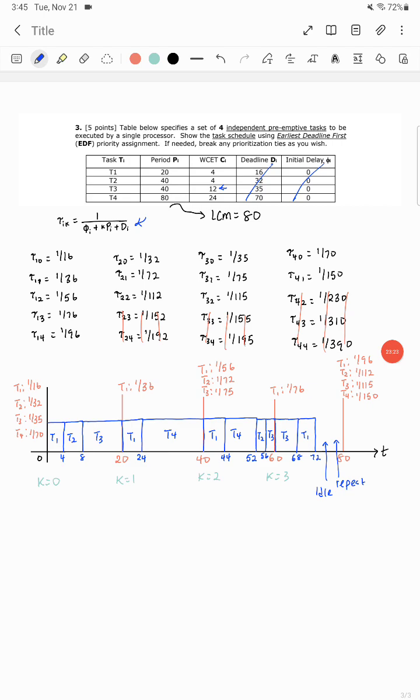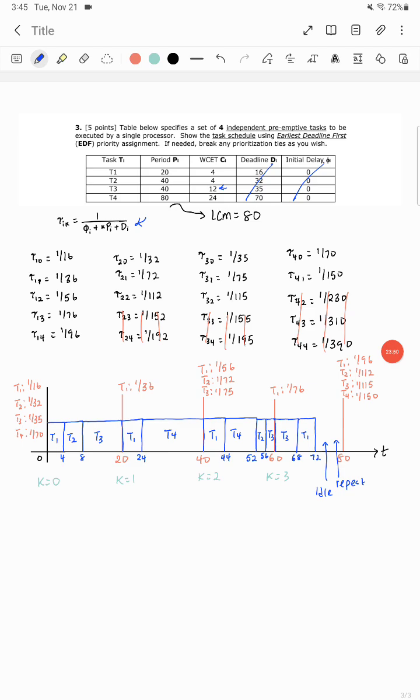So the first thing to do, plot the timeline. Know what the first value is. What is the first or initial delay for that scheduling? What is the highest value? The highest value is typically the highest period of all the tasks. So in this case, it was 80, which is also the LCM of all the periods. So 80 is the largest period here on your timeline.